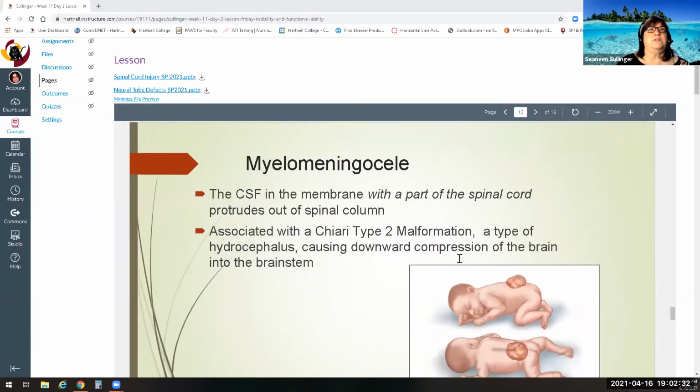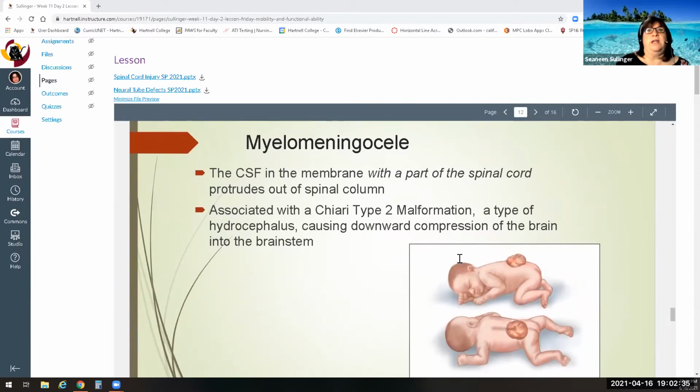However, when you get to the myelomeningocele, it's the cerebrospinal fluid with a part of the spinal cord, the nerves, all that, that is protruding out of the spinal column. Chiari type 2 malformation, that's in another lecture later on, but it can cause hydrocephalus as well. And so it causes a downward compression of the brain into the brainstem, which then pushes the fluid downward as well and pushes the spinal cord. If you think of the spinal cord kind of oozing out because the hydrocephalus is kind of pushing it down.